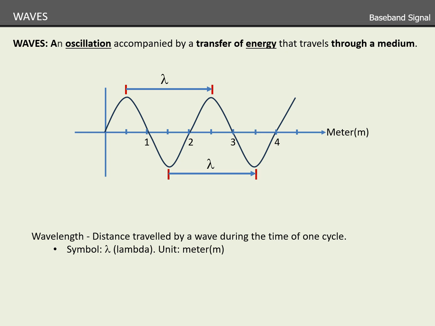You may measure it from one peak to the next peak. The peak can be the positive peak or the negative peak. In this example, the wavelength is 2 meters.